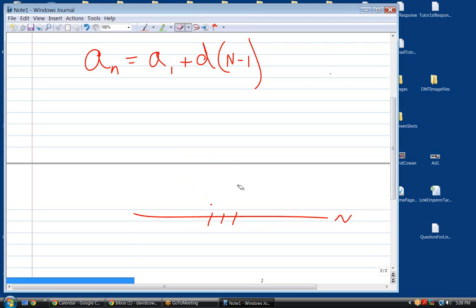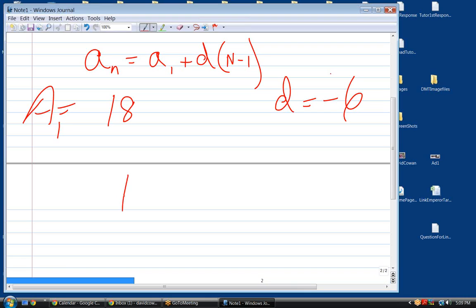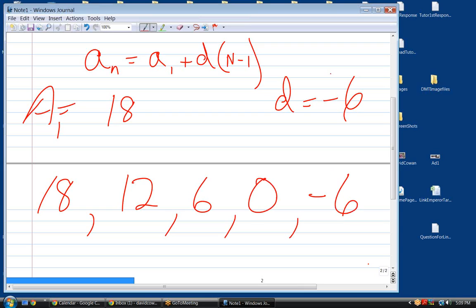What's the next question they got there? The next one is, the first term is 18, and the common difference is -6. What do they want to know? You just have to find the first 3 terms. So 18 minus 6, that'd be 12, then 6, and then 0. So the first term is 18, second term is 12, third term is 6, fourth term is 0, fifth term is -6. Okay? What else they got?